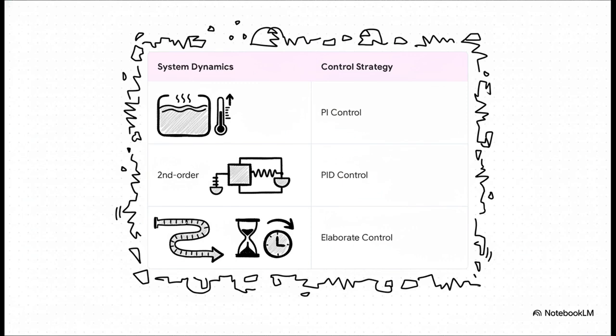If your dominant plant dynamics are second order, exactly like the mass spring damper we just analyzed, well, full PID control is generally your perfect fit. However, if your process involves really long time delays, or maybe it has highly sensitive, lightly damped vibrational modes, standard PID alone might actually struggle, and you're going to need to look into more elaborate, advanced control strategies.